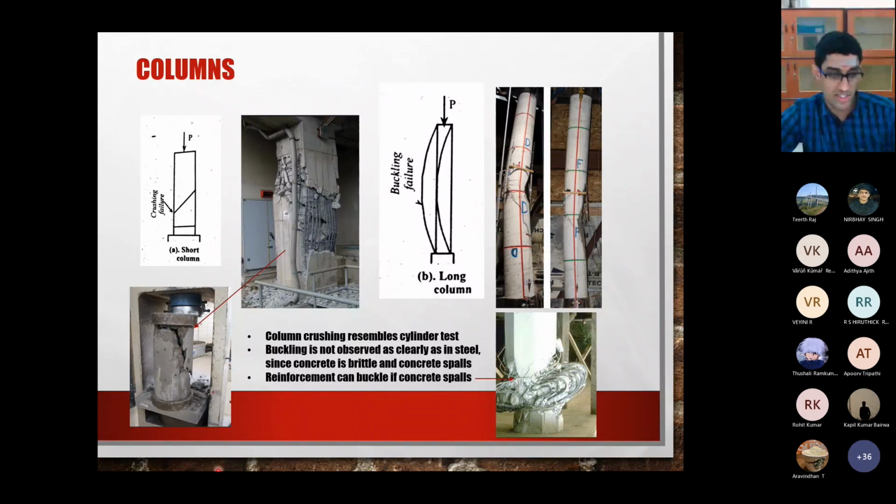What are you seeing in this picture? Is it a column or what is it? What is this thing? Compression test. It's a basic compression test on a concrete cylinder, to find the grade of concrete. Okay, so that's what this is. So what do you observe about the failure of this cylinder?